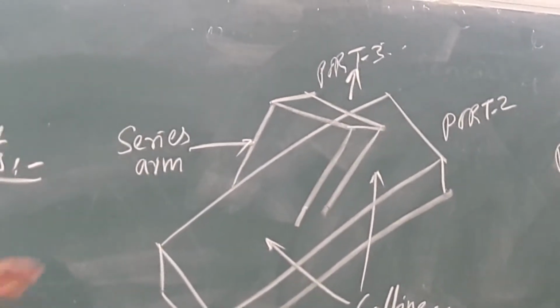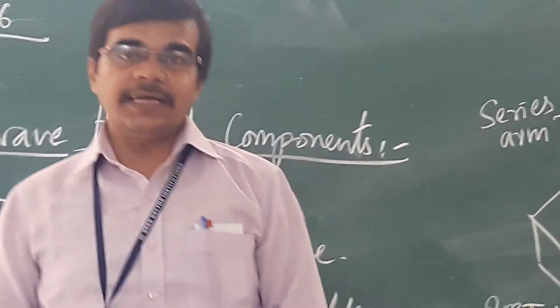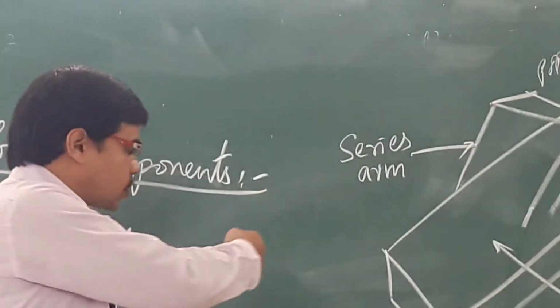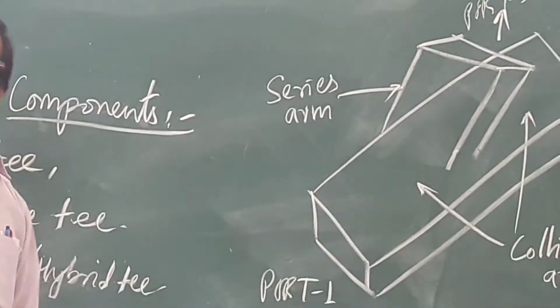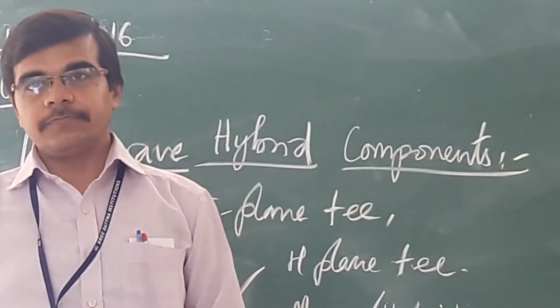So here your series arm is in the direction of your electric field. As it is in the direction of your electric field, this is called your E-plane T. Now let us see the operation.